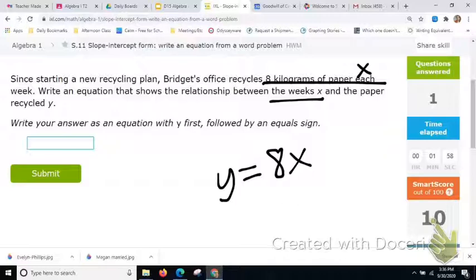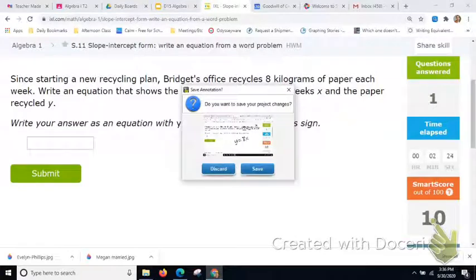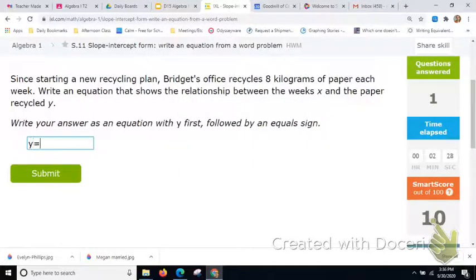Now, it doesn't mean it would always be in front of the x if there's only one, but because it says each week. So that means if it was 1 week, we'd do 1 times 8. If it was 2 weeks, we'd do 2 times 8. If it was 10 weeks, we'd do 10 times 8. So, same equation again.